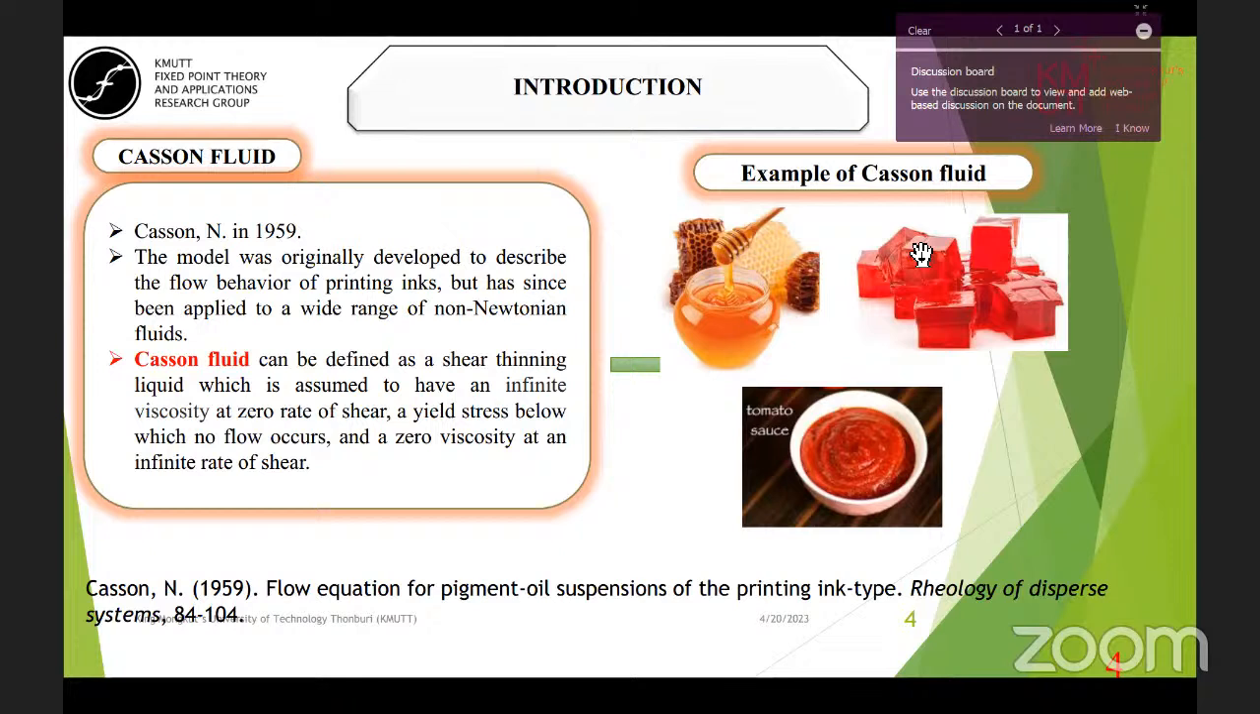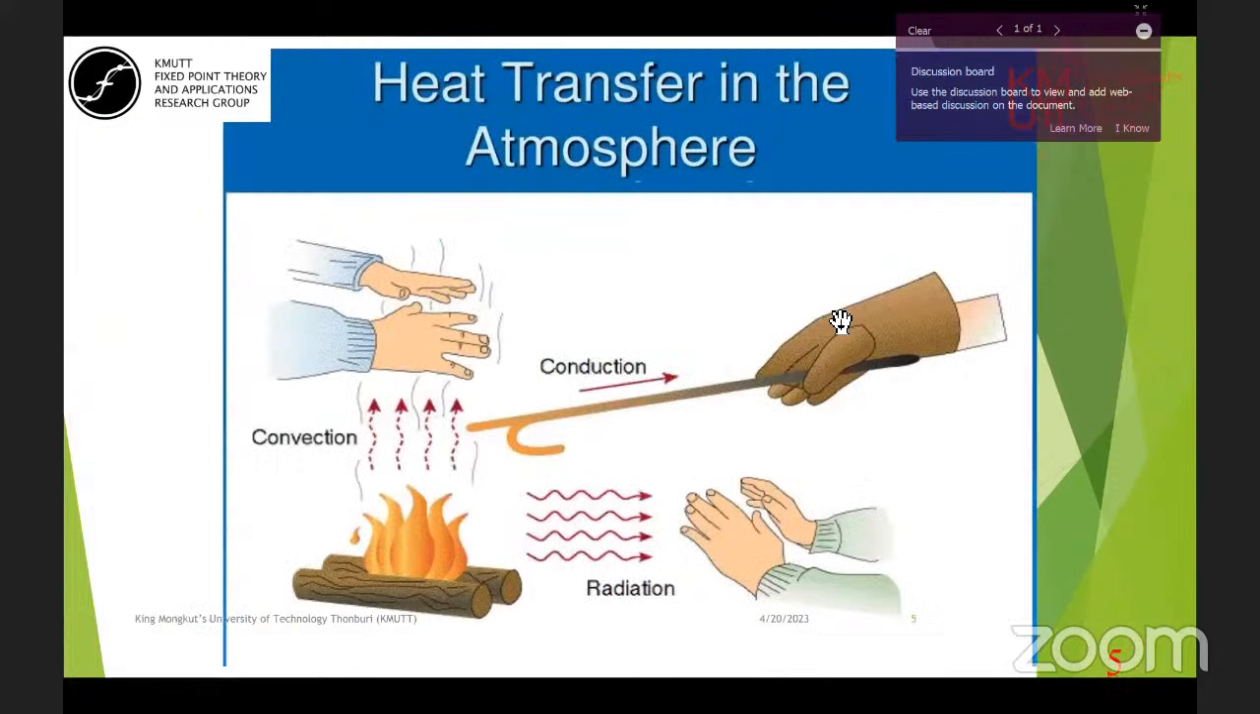And he defined a Casson fluid as a shear thinning liquid, which is assumed to have an infinite viscosity at zero rate of shear, a yield stress below which no flow occurs, and a zero viscosity at an infinite rate of shear. Some examples of Casson fluid are jelly, tomato sauce, and honey.